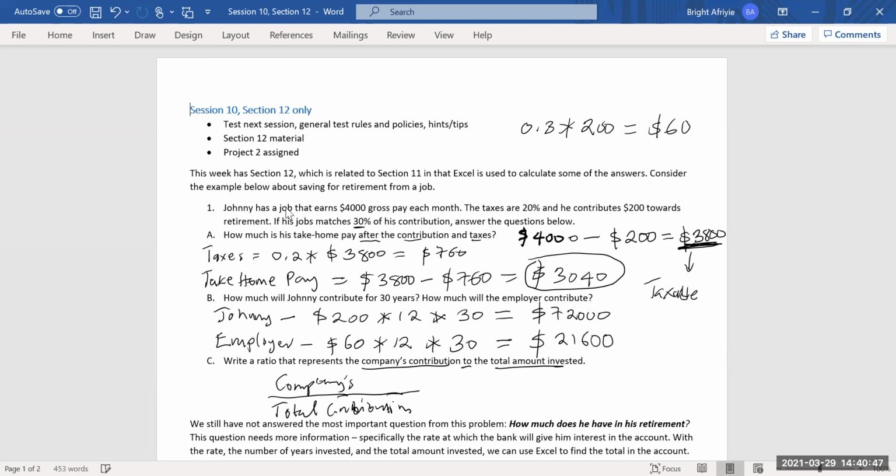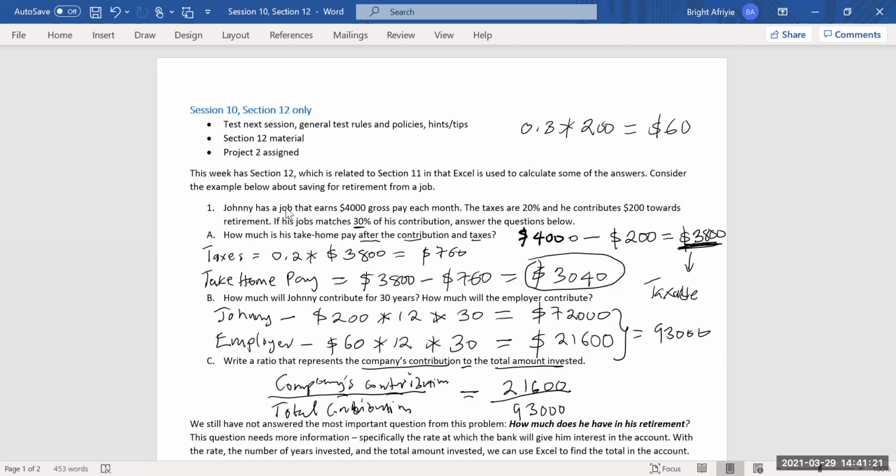Okay, that's what we want. So the company's contribution over the total. Now, how much does the company contribute? The company contributes 21,600. Now we want the total here, so we put this and that together. If we sum these two, we are getting 93,000. So we divide by 93,000.